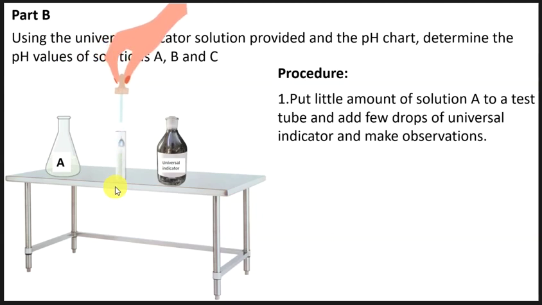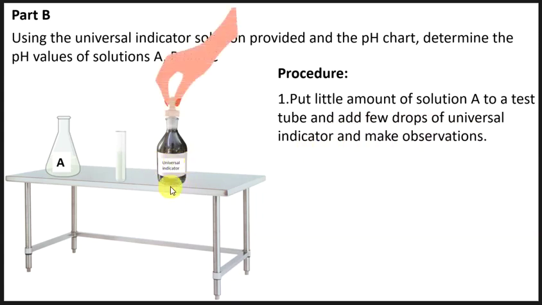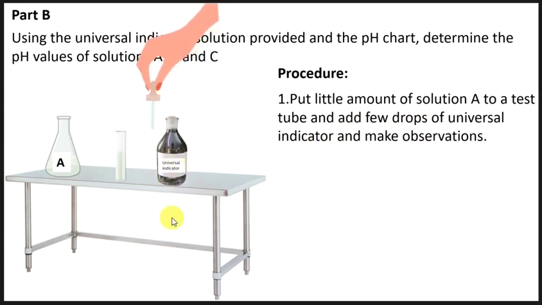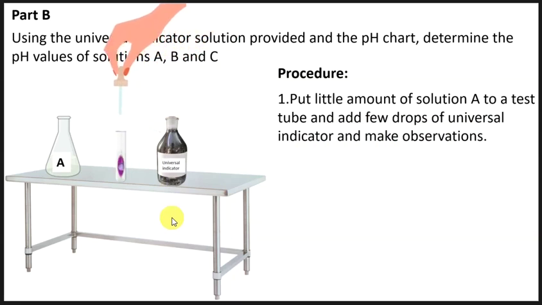Okay, then what we are going to do next is to get the universal indicator, because it says add few drops of universal indicator and make observation. So this is the universal indicator, so get few drops of the universal indicator and add and make observation. So you see, as we add, what we have seen is color change. Okay, so what color have we seen here?